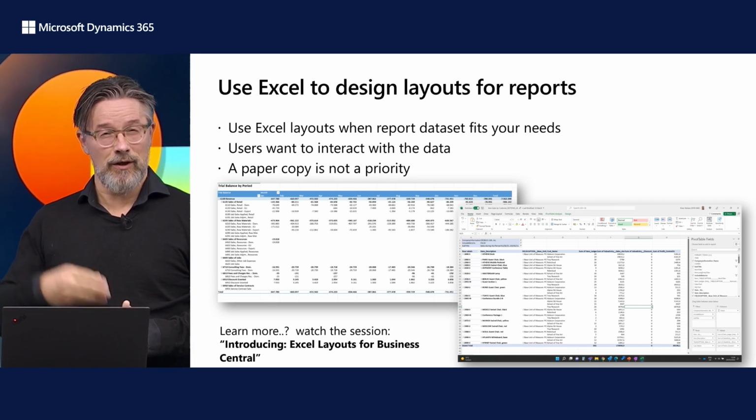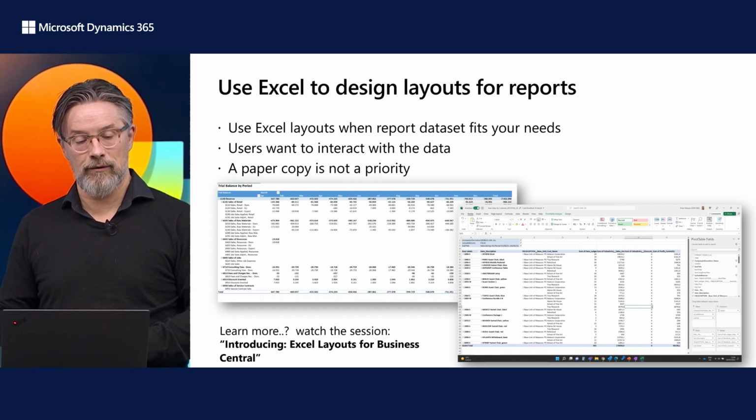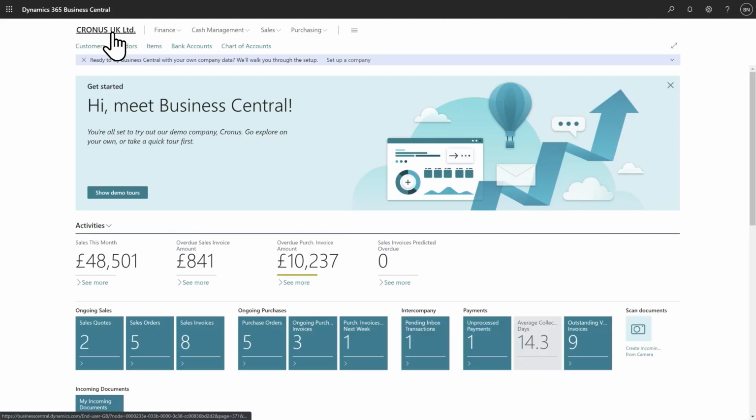And of course, because you have to set it as a default, you cannot switch. That will come in a later release. You have to use it where the paper copy is not a priority. But of course, you can always print out Excel spreadsheets. But I will leave the details to Kenny's session on the introducing of this feature. Let's just take a few glimpses on the features in the product.